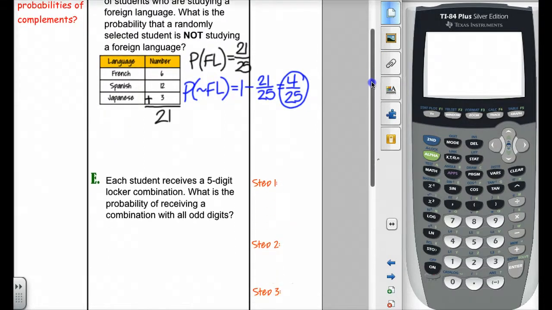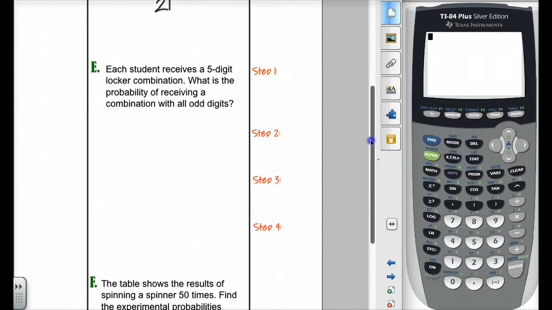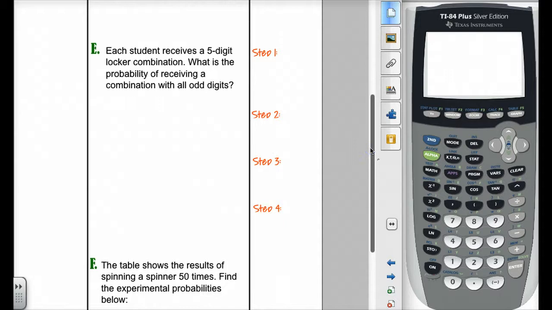If we take a look now at this problem, we have students receiving a 5-digit locker combination. What's the probability of receiving a combination with all odd digits? The first thing we need to do with a problem like this is determine if the code is a permutation or combination. Despite the fact that we call it a combination, it is actually a permutation because order does matter, because 6, 16, 6 for a regular locker combination, or 6, 6, 16, are two different locker combinations.